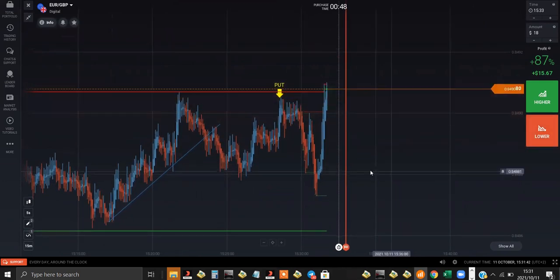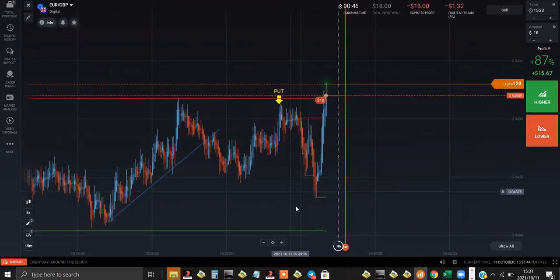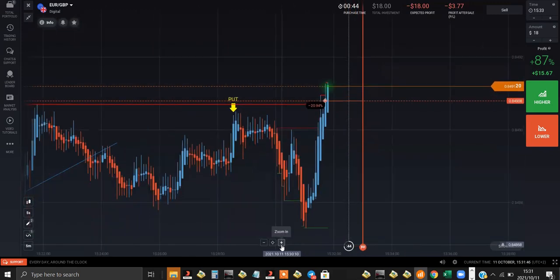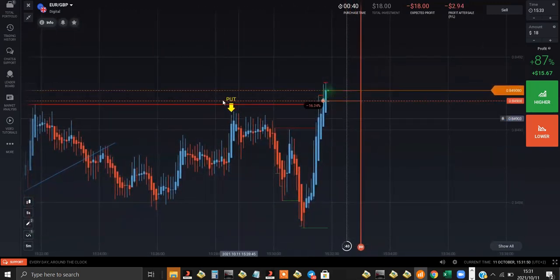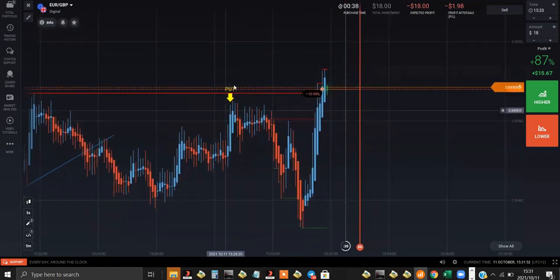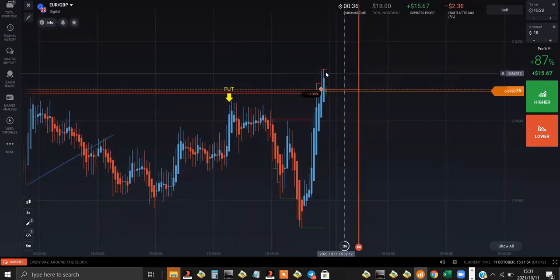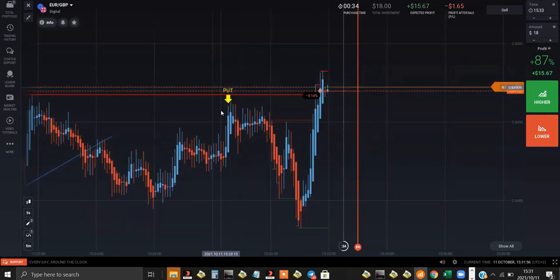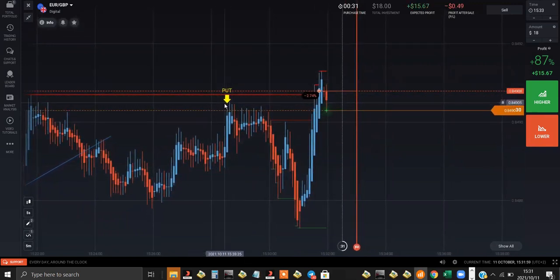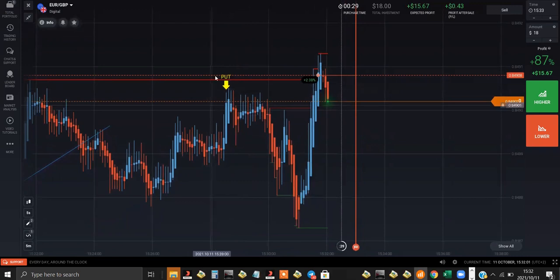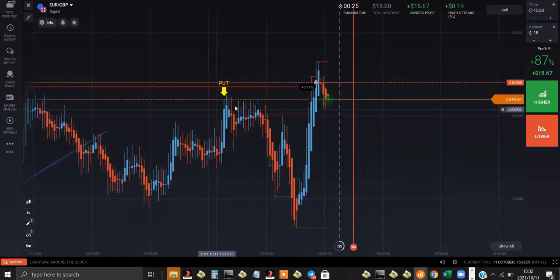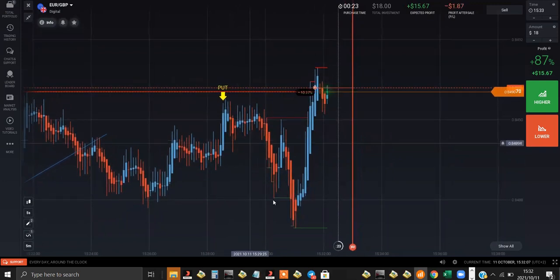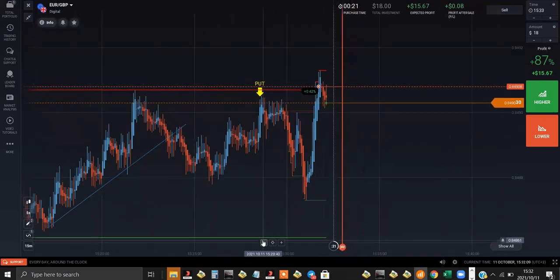Let's see if I can get a good entry. Okay, I think that's a good entry. The reason I'm taking this, remember I told you I missed this entry here because I was looking at another pair. So the reason I'm taking it now is because we are around the same level where I got the signal. So the market should pretty much react about the same way as it did the last time. We'll just have to see, right?